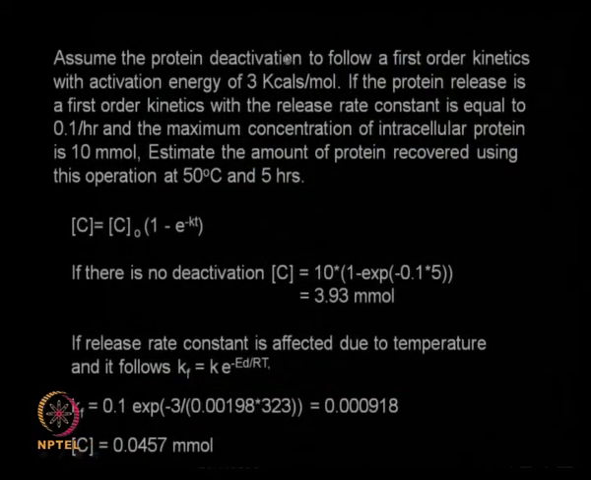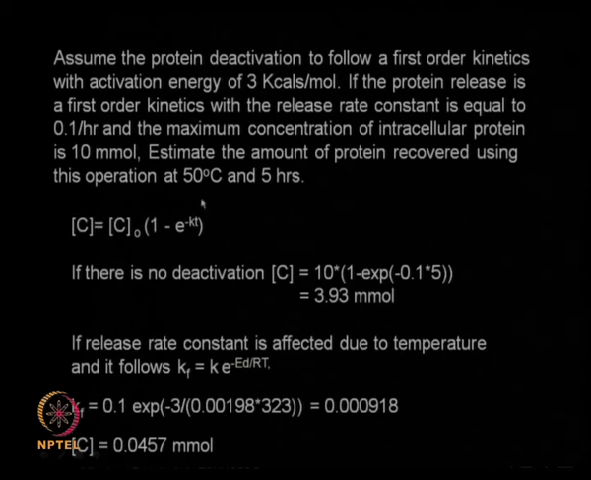Assume a protein deactivating and it follows first order kinetics with activation energy of 3 kilocalories per mole. Now this protein release is first order kinetics with the release rate constant equal to 0.1 per hour, and the maximum concentration of the intracellular protein is 10 millimole. Estimate the amount of protein recovered using this operation at 50 degrees centigrade and 5 hours. That means after 5 hours how much protein you will collect if you are doing it at 50 degrees centigrade. Okay. So the protein release is following first order kinetics, it is given here, right.